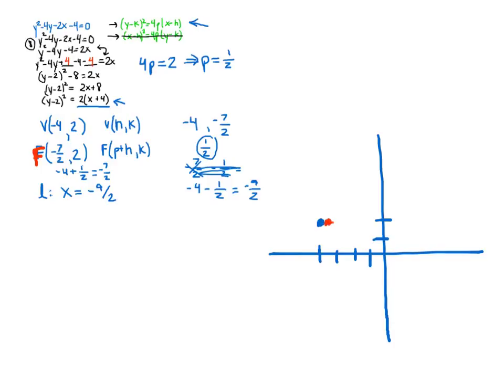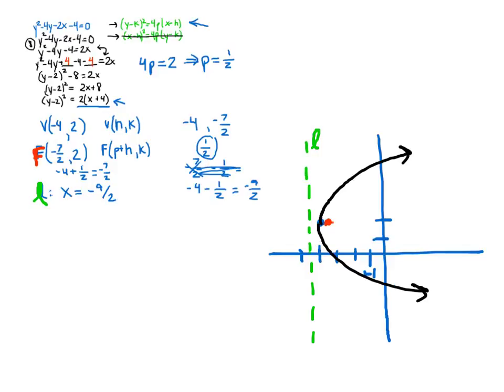And then our directrix, go ahead and make that in green. And that is -9/2, which is -4.5. So that will be x equals -4.5. So that's our L. So now we can go ahead and graph this parabola if we wanted to.